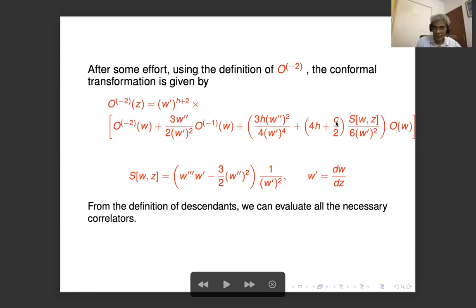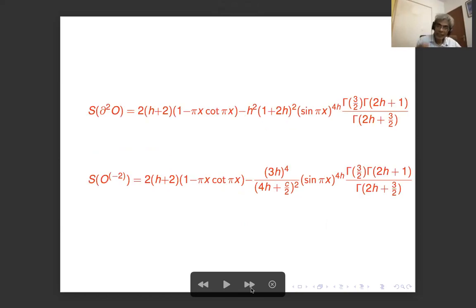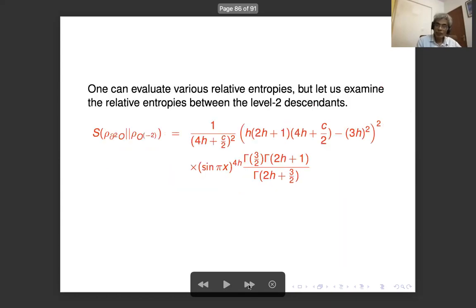You see, C is coming. That's how the C comes. The global descendants don't have that, and it's just H. So you have this, and this is a very interesting thing. Right now it doesn't look interesting, but soon it will turn out to be.